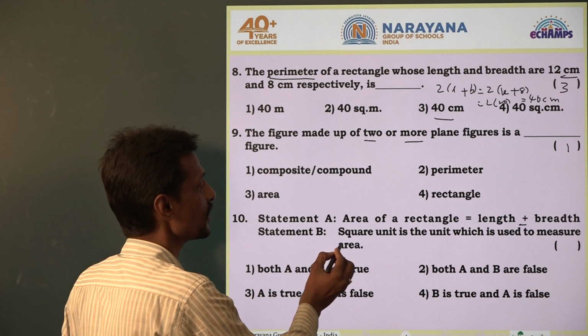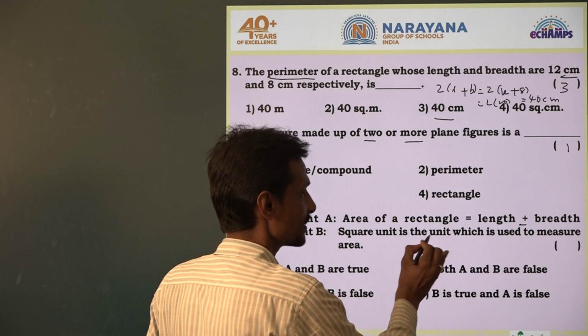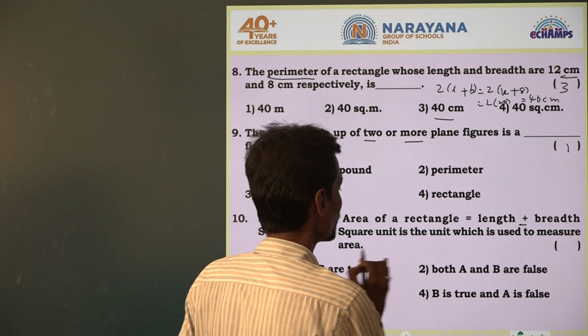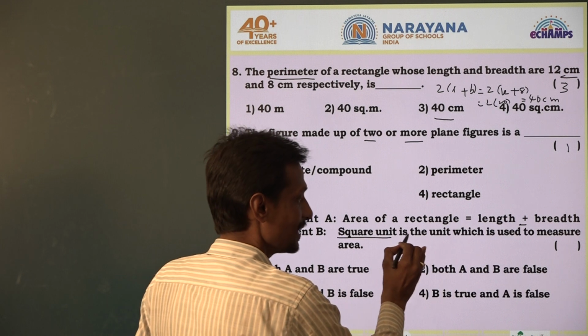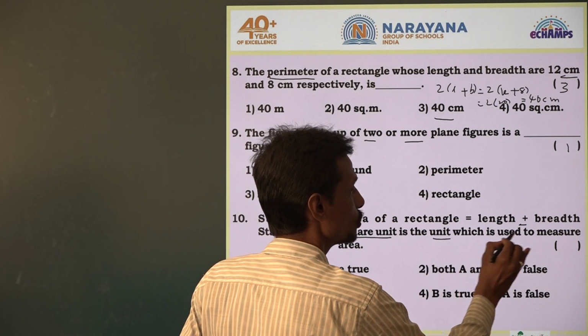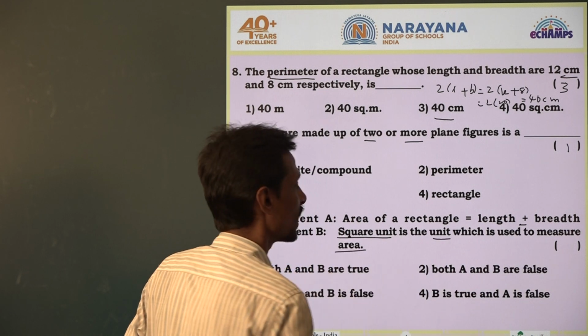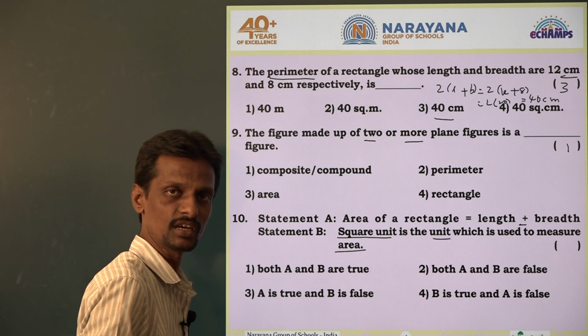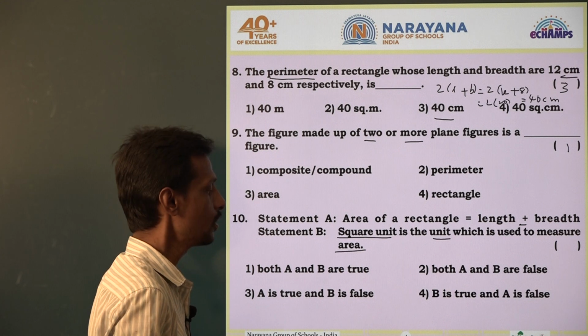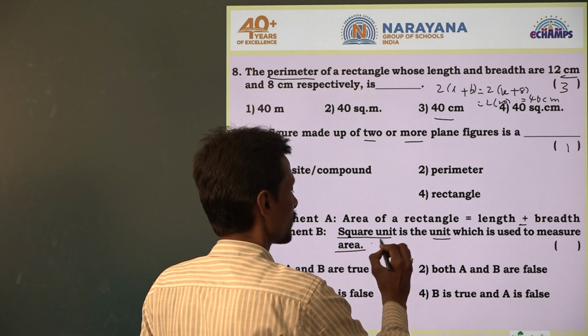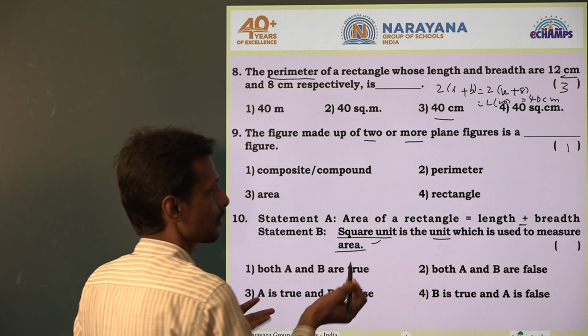Next, statement B. Square unit is the unit which is used to measure area. Yes, square units is the unit which measures the area. Yes, we are always using square units for area. So it is correct. The first is wrong.